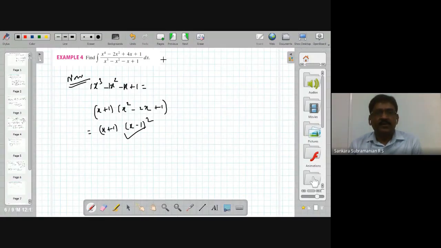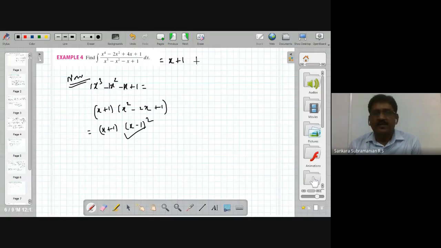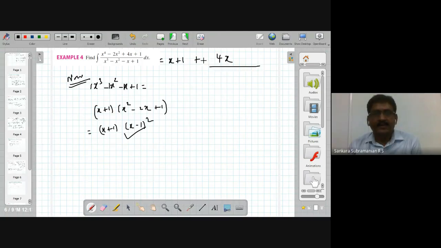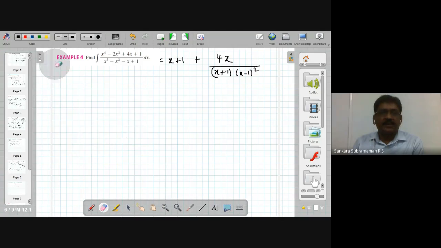So therefore this is equal to the quotient. Can you tell me what is the quotient? Santosh, what is the quotient we have? x+1, sir. Quotient. What is the remainder? 4x, sir. Remainder by the divisor. This divisor I am just writing as x+1 into x minus 1 the whole square. This is the equating factor: quotient plus remainder by the divisor.